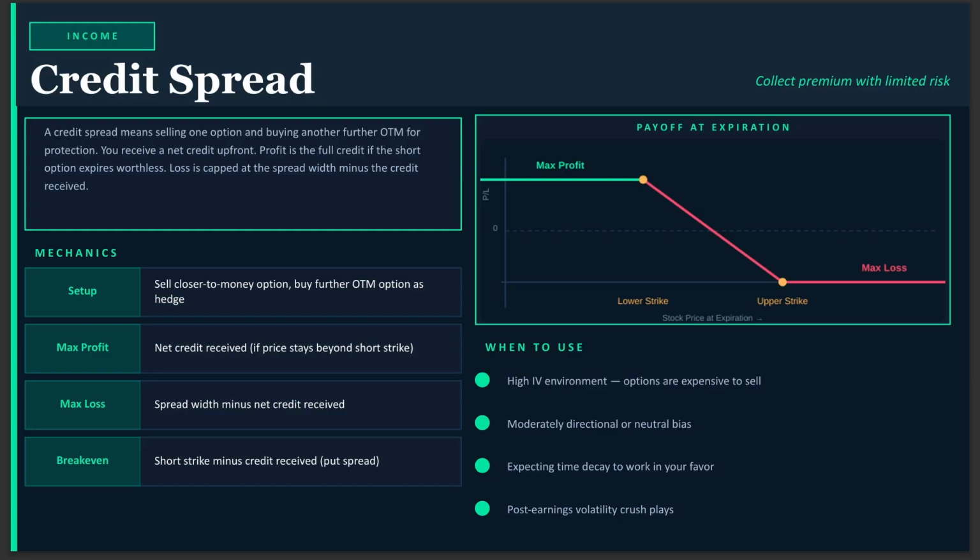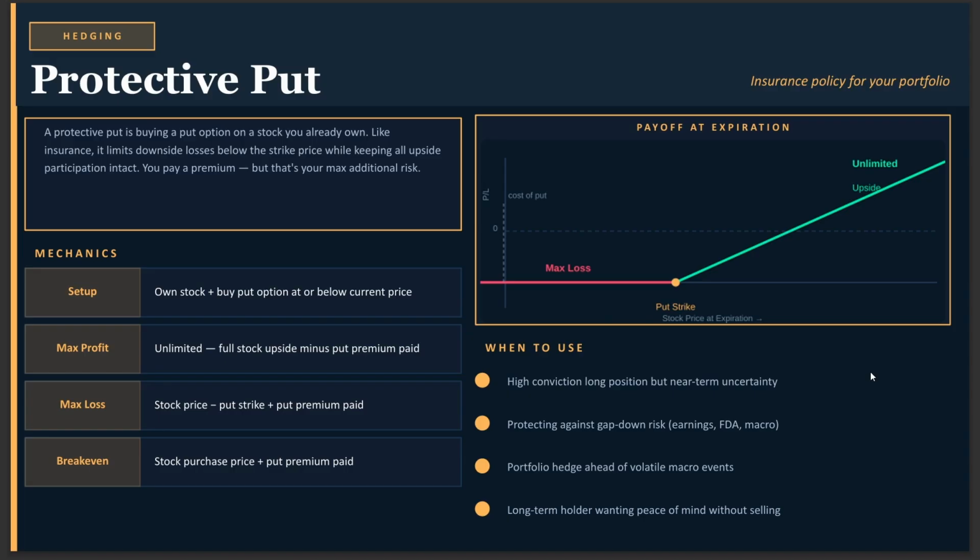Okay, so I've been answering a lot of questions about spreads, credits, and stuff, but I want to move on to our next strategy. This is all good. These are all great questions. I love it. So, protective puts.